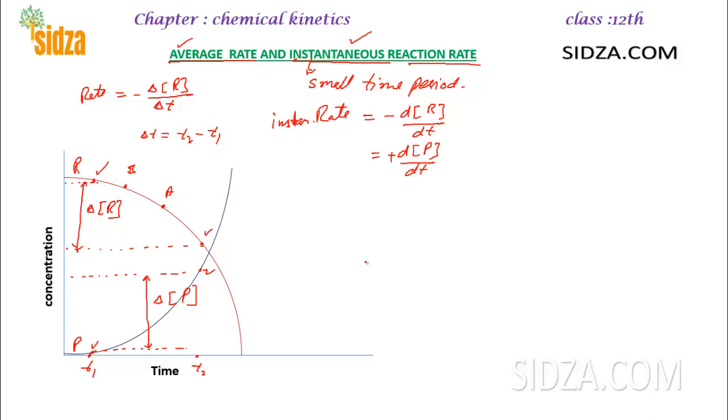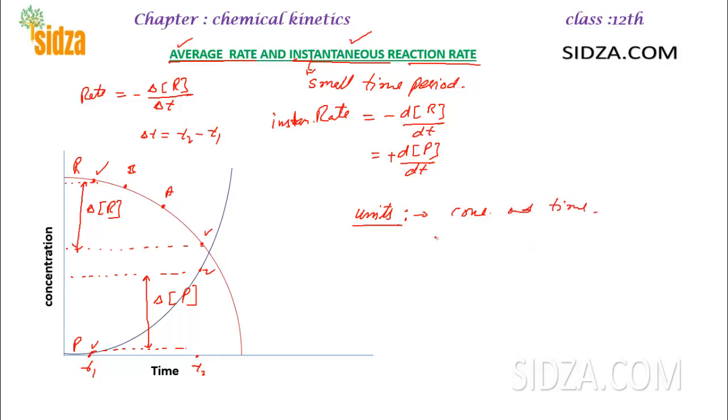And now what will be the units? What are the units for the reaction rate? As you can see, rate of a reaction is the change in concentration over the time interval, right? So therefore the units will be the units of concentration divided by time.